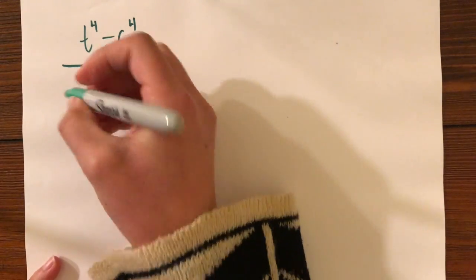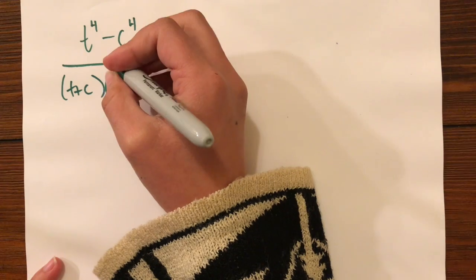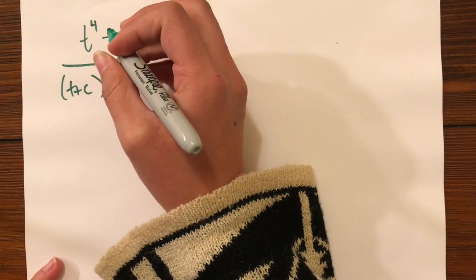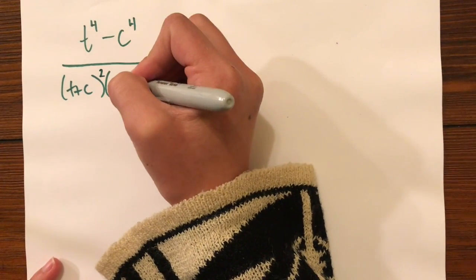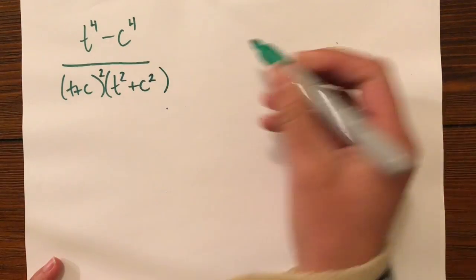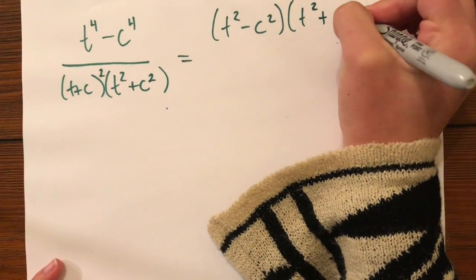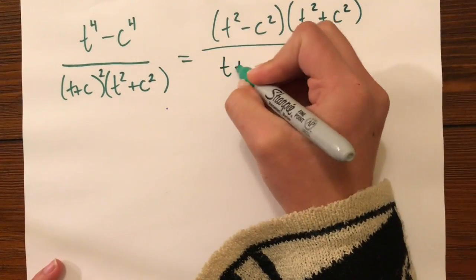Okay, next we have t to the fourth minus c to the fourth, which we should recognize as difference of squares. Now you may say, well, these are difference of fourth powers. Okay, yes, but it's also a difference of squares because t to the fourth is t squared squared. So we can factor this into t squared minus c squared and t squared plus c squared.